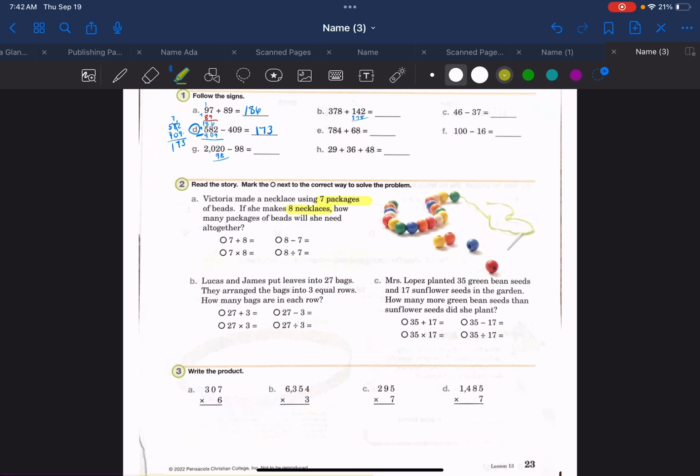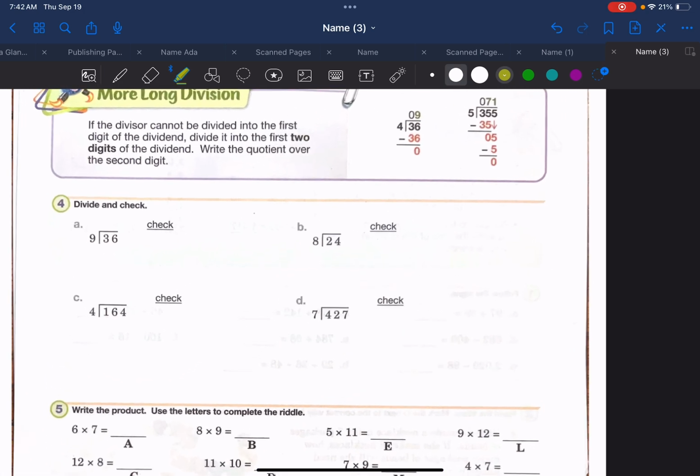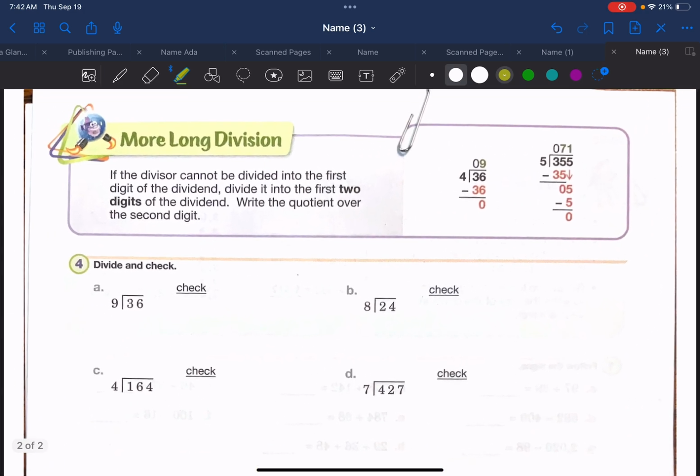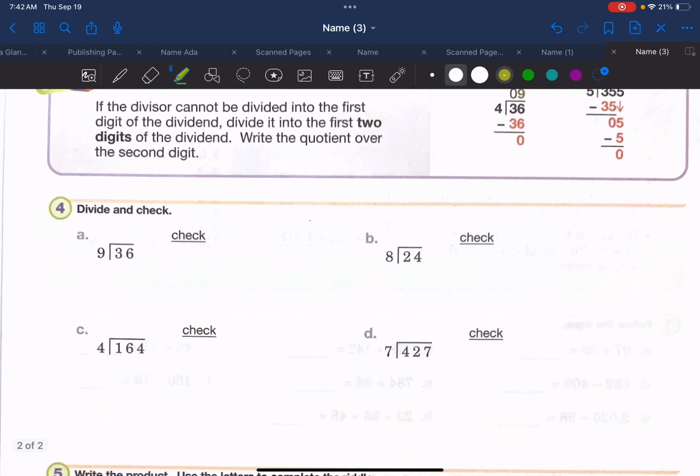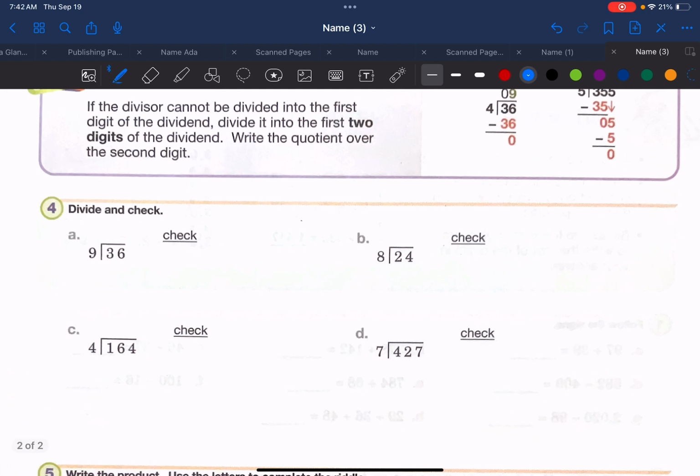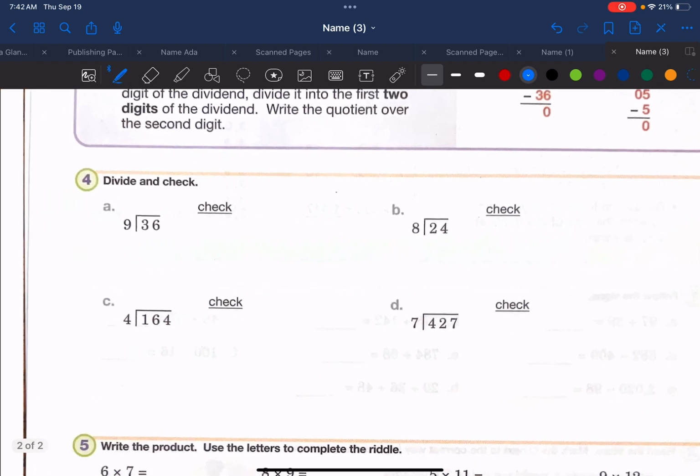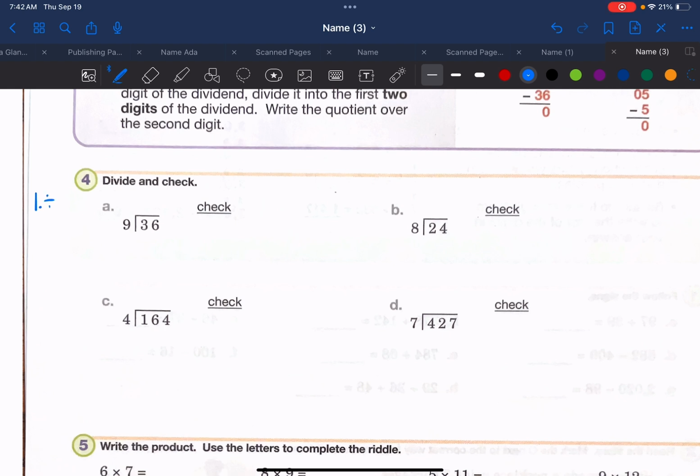Write the product for number 3. Number 4 is more divide and check. So quickly just reminding you, we have our 6 steps. They're not making you write the 6 steps today, but let's go ahead and write our 6 steps just in case as we do it on the first one. So first step, we have to divide.